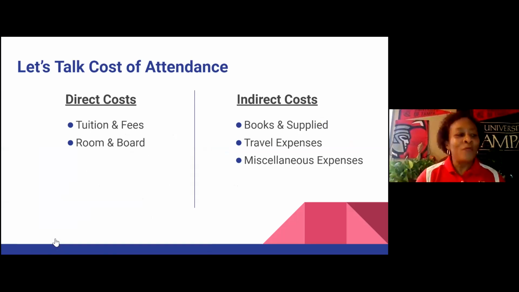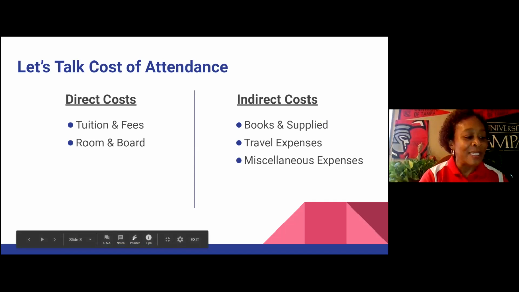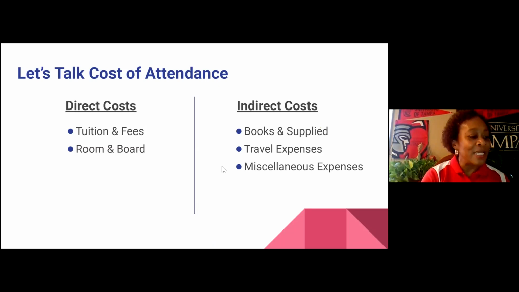Okay, before we get to the nitty-gritty of financial aid, let's talk cost of attendance so that everyone's on the same page, no matter what college or university you attend. So cost of attendance, we have direct costs and indirect costs. Direct costs are expenses that you will receive a bill from the college or university for at the beginning of each semester for the cost of tuition and fees and room and board if you live on campus.